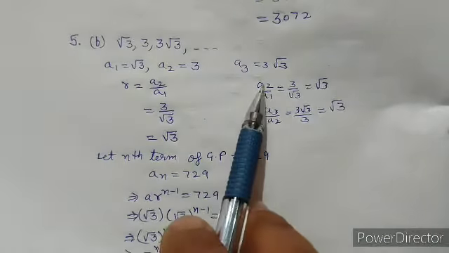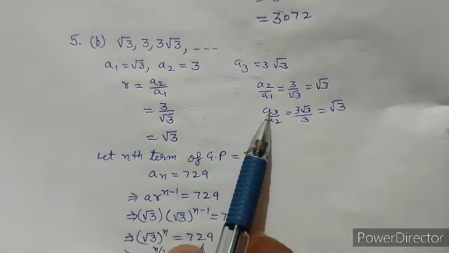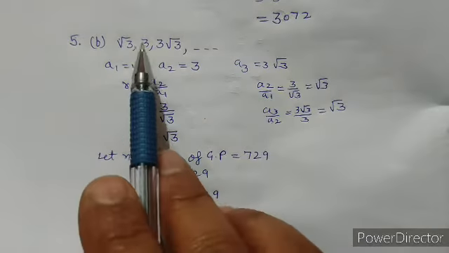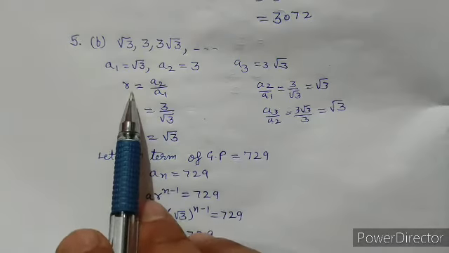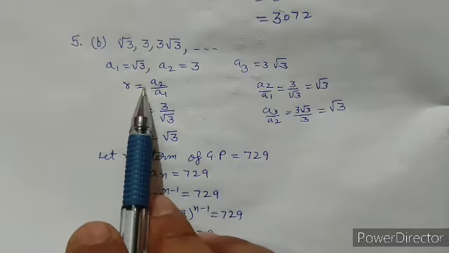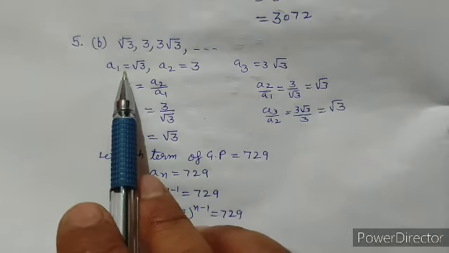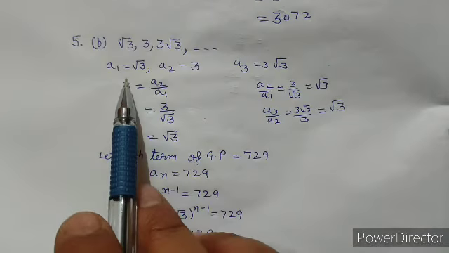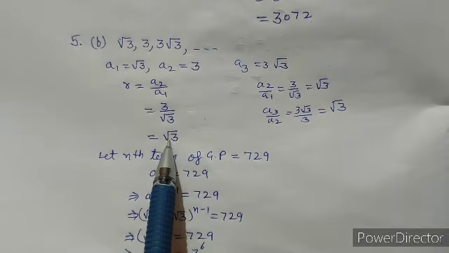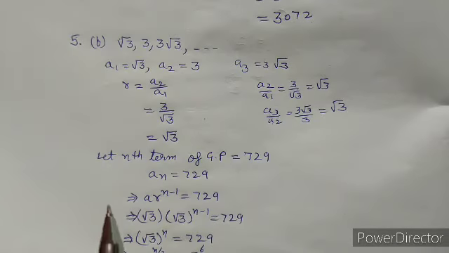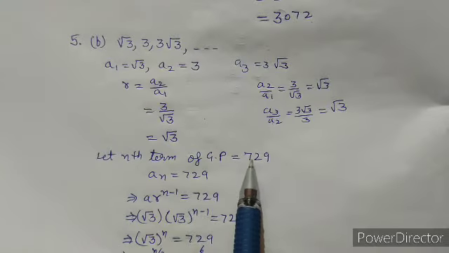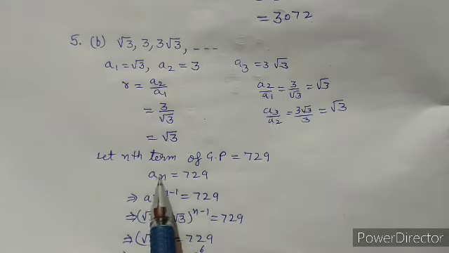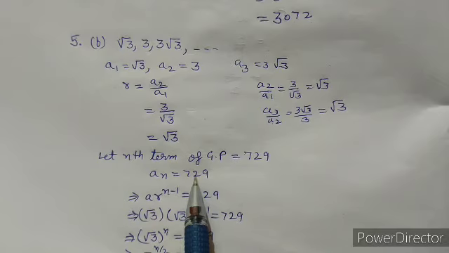So as we see here, A2 upon A1 is equal to A3 upon A2. So the given sequence is in GP. Now the common ratio of the sequence, that is R, will be given by A2 upon A1, and that will be 3 upon root 3, and that will be equal to root 3. Now suppose here the nth term of GP is 729. So we can say that An is equal to 729.